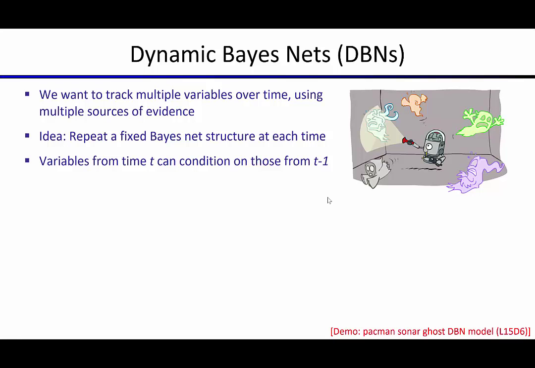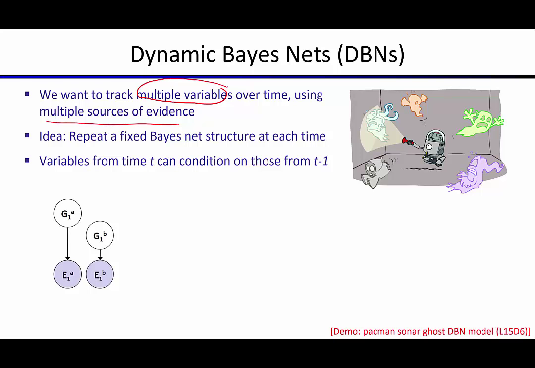So now, instead of tracking one state variable, we're going to want to track multiple variables over time. So this is the big difference here, multiple variables, and there could be multiple evidence variables too. The key idea will be that we'll repeat a templated Bayes net structure over and over at each time slice, just like we did for HMMs, but it can be a little more complicated now. So let's look at an example.